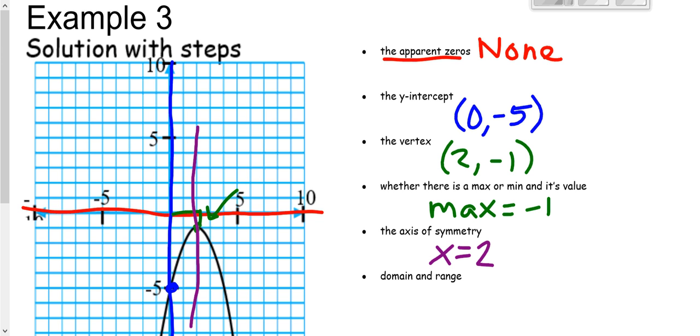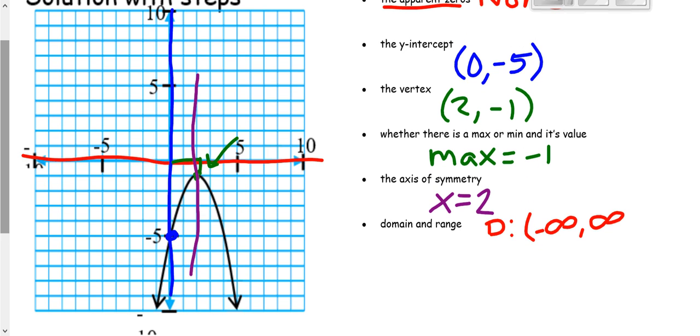Let's go back and find our domain and range. So let's start with our domain and range, which you should already know. It should just be memorized. Negative infinity to positive infinity. And again, that's because of these arrows, right? These arrows are going down and to the left, and over here down and to the right. So it's that left and right that creates your domain.